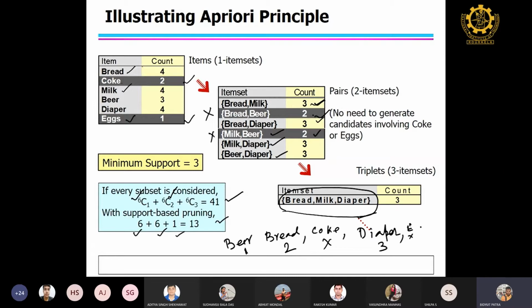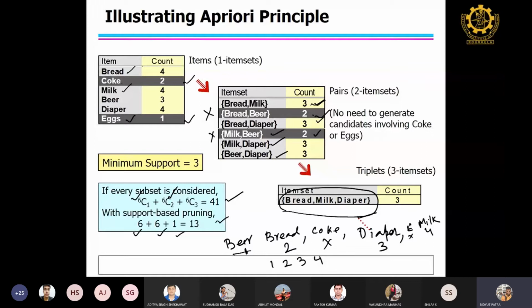Then we have, is it right? So we have beer, then bread, then coke, diaper, and then milk. So the total unique items are 1, 2, 3, and 4. After one item set we'll have 1, 2, 3, 4. These are the total items.